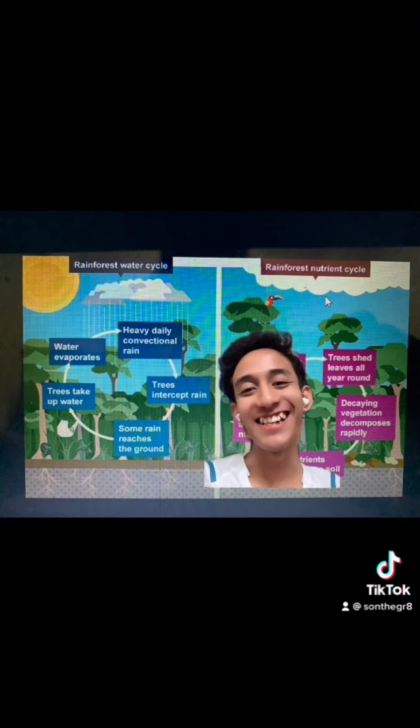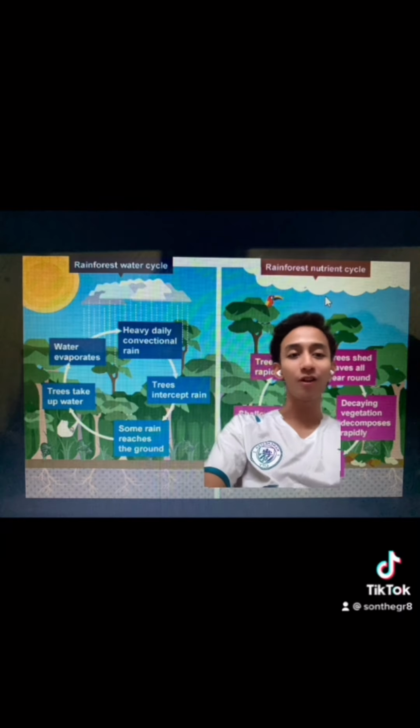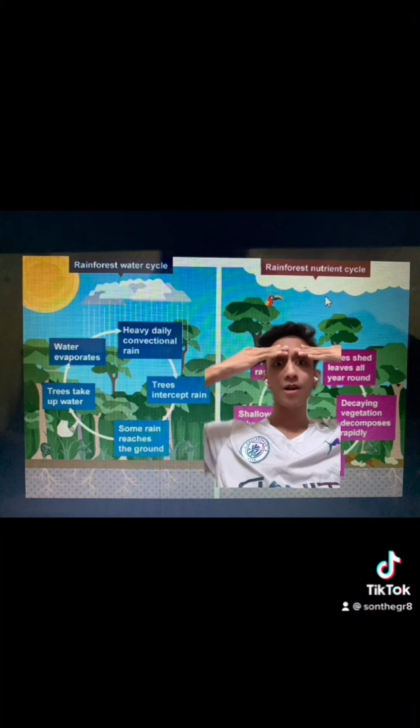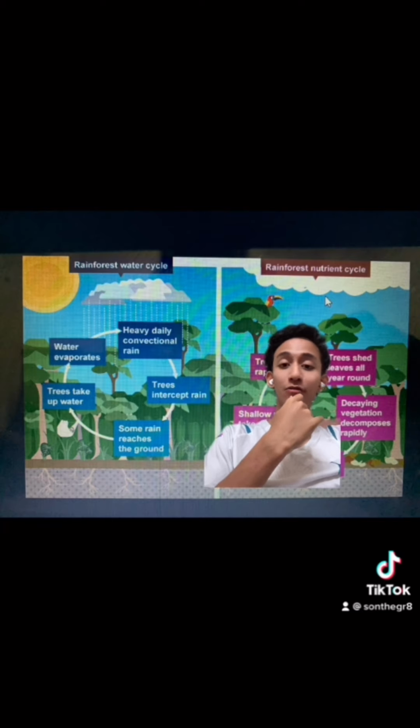Alright, the next one is the rainforest water cycle. So what is the rainforest water cycle? The roots of plants take up water from the ground and the rain is intercepted as it falls, much of it at the canopy level. As the rainforest heats up, the water evaporates into the atmosphere and forms clouds to make the next day's rain.